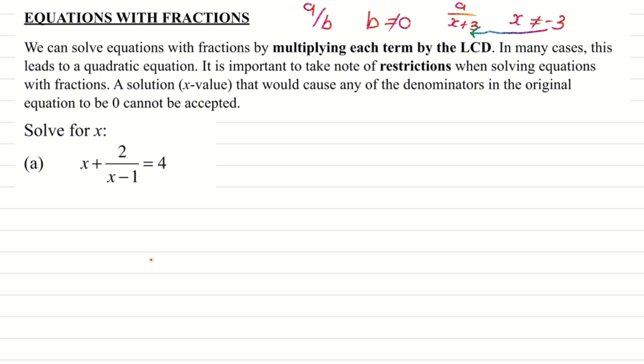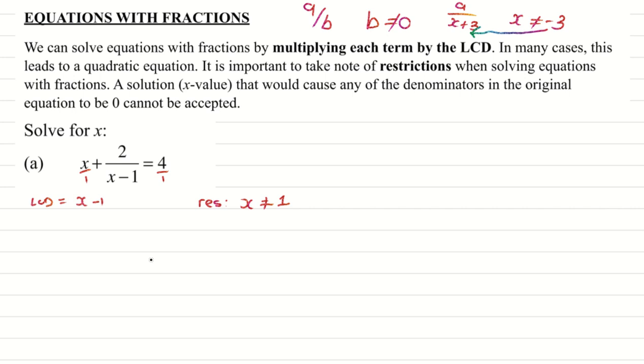Okay, so it says here a solution or value that will cause your denominator to be 0 cannot be accepted, and that is what we just spoke about. So step 1, we have our LCD. We write down our LCD and then we write down our restriction. So we can go ahead and see that in this case, the LCD is simply our x minus 1. It's the only denominator that's not 1. So this one is straightforward. And the restriction here is that x cannot be equal to 1, because if x is equal to 1, the entire sum will be undefined.